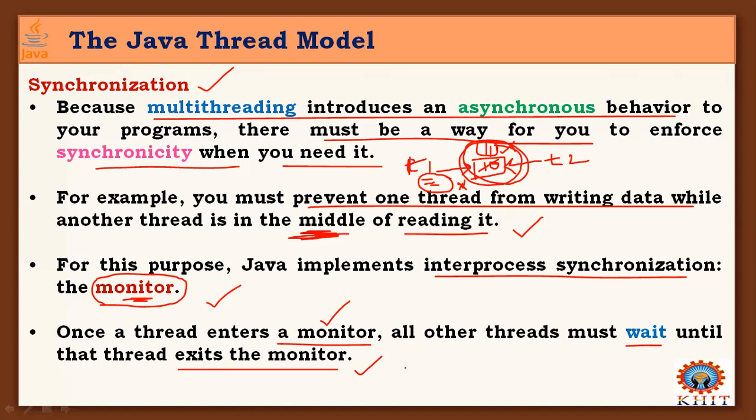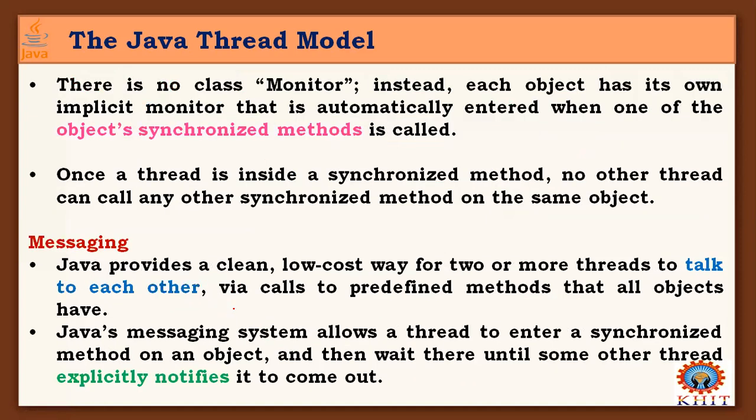Another thread will wait until that first thread completes execution on the condition. Here, there is no monitor class defined in Java, but instead each object has its own implicit monitor that is automatically entered when one of the object's synchronized methods is called.